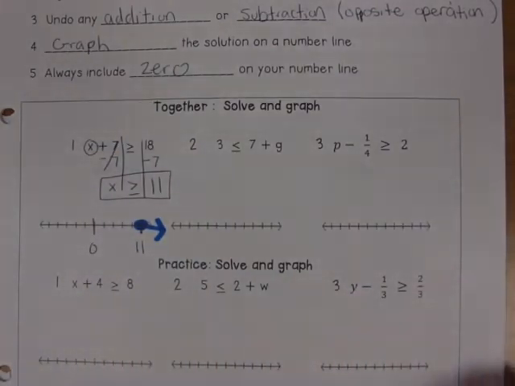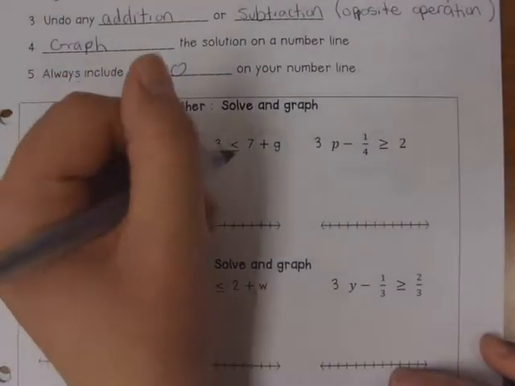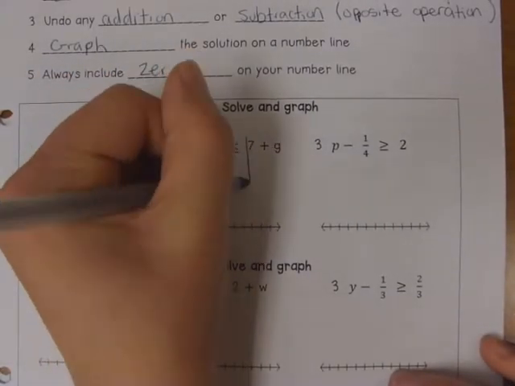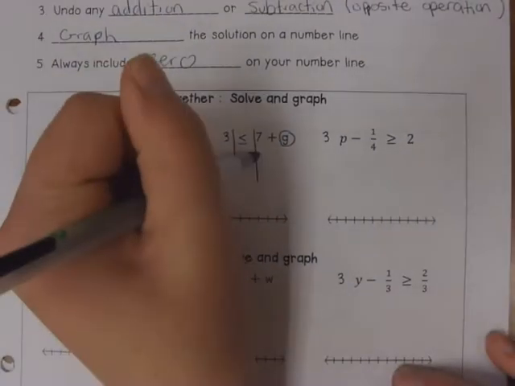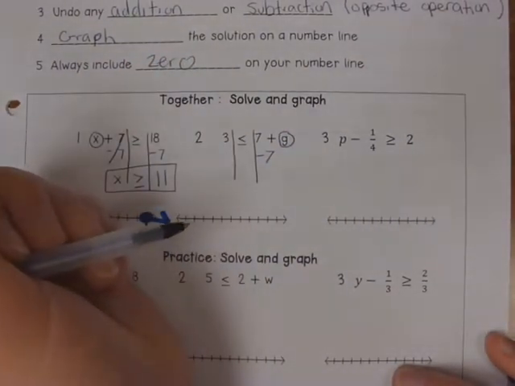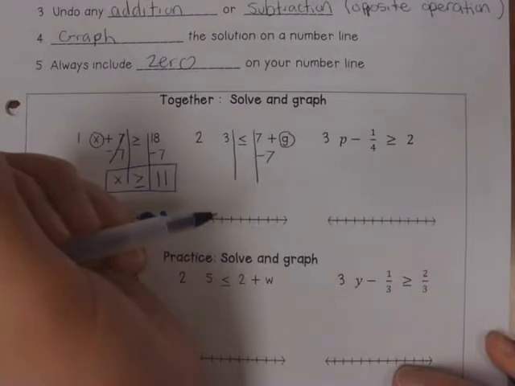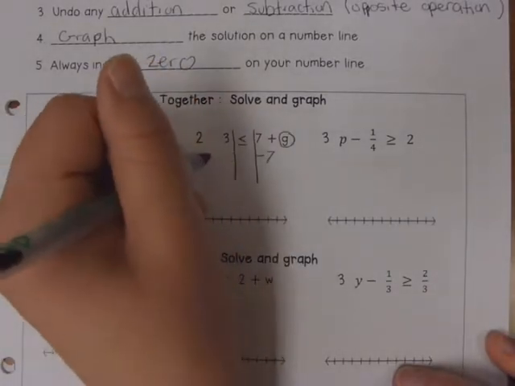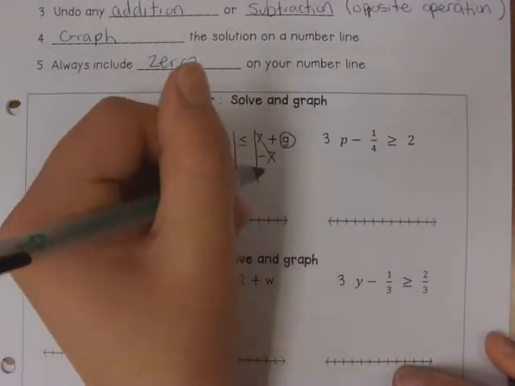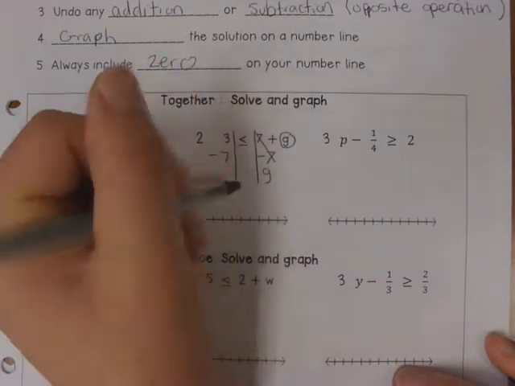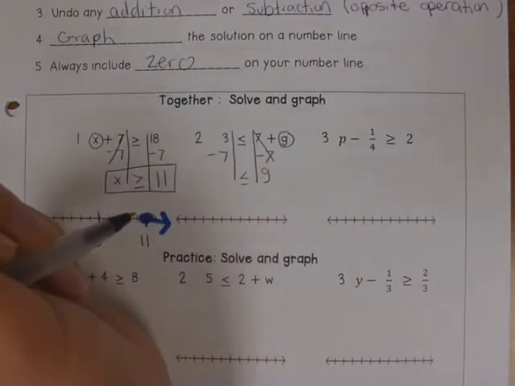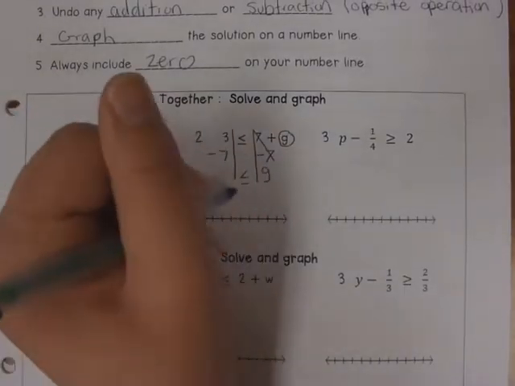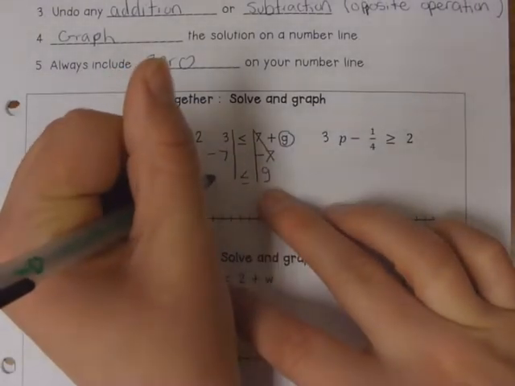Number 2. Circle the variable, minus 7. Nothing changes just because it's on the other side. Minus 7. Those cancel and leave you with g is greater than or equal to 3 minus 7, which is going to be negative 4.